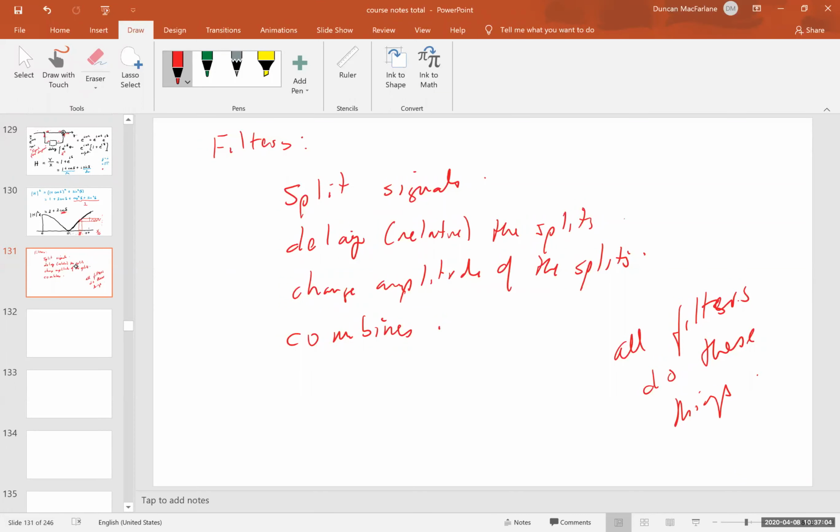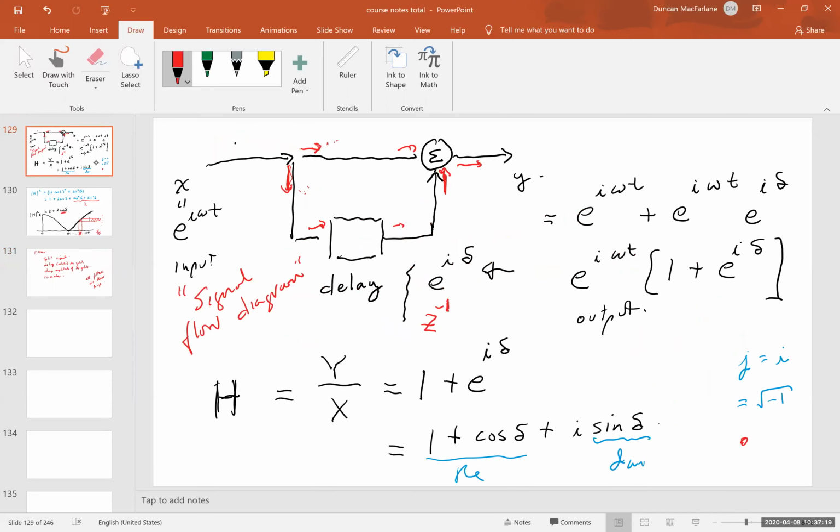So what is a filter? A filter is a device that takes a signal, it splits up the signal, delays one relative to the other, maybe change the amplitudes of that, and then puts it all together again. And here's an example where we split it twice into two components. That's the simplest split. We don't even change the amplitude on one versus the other. And we delay one versus the other before combining.